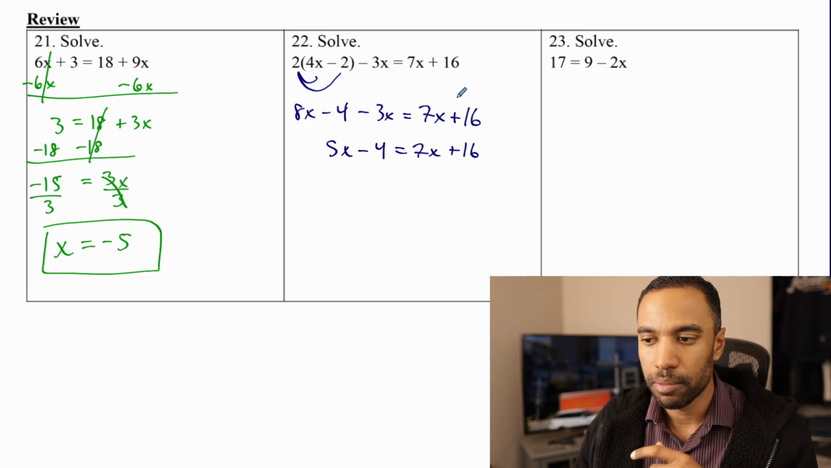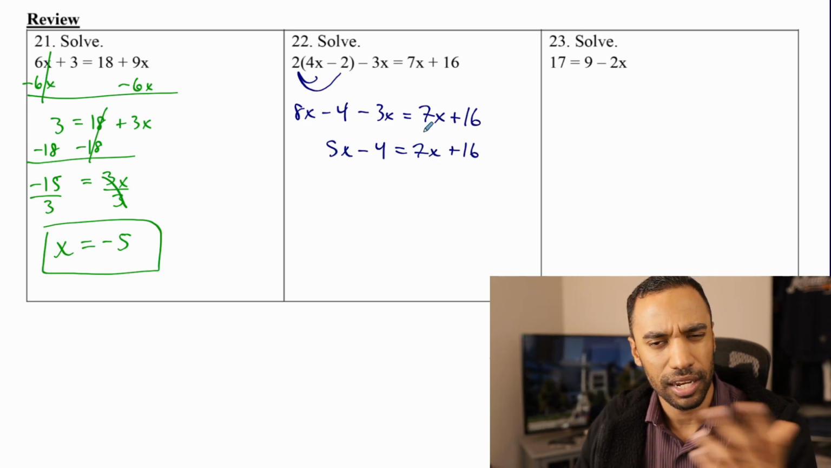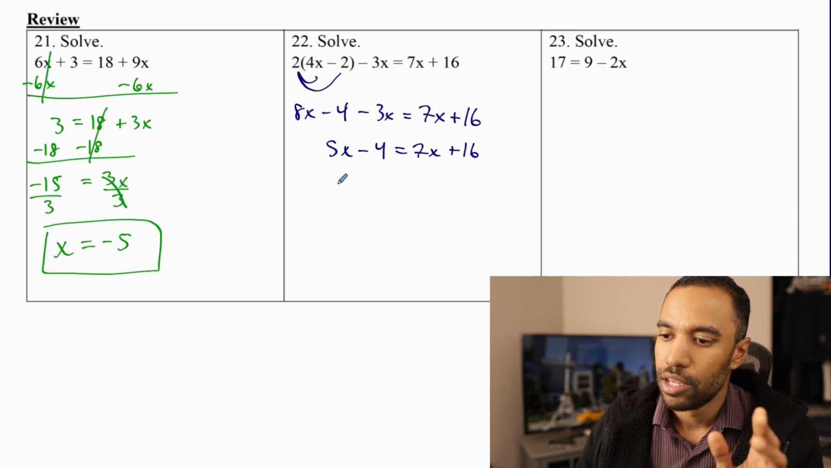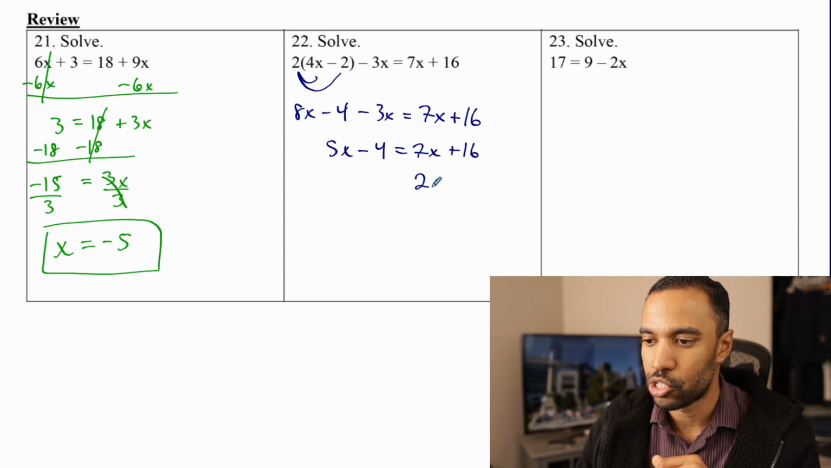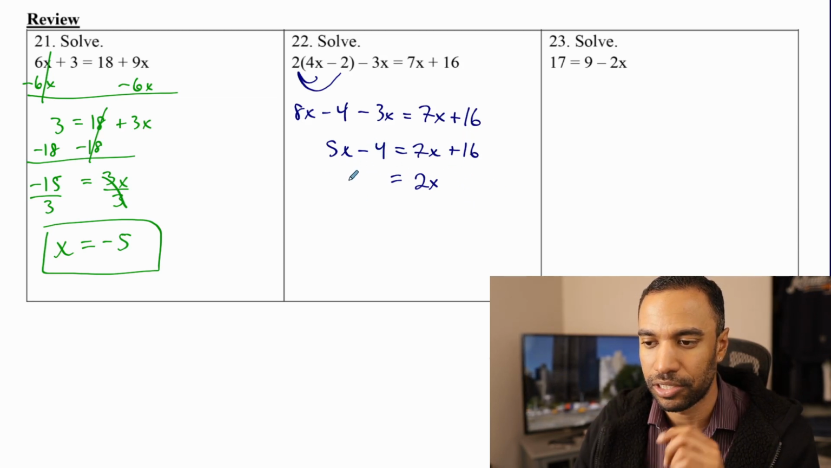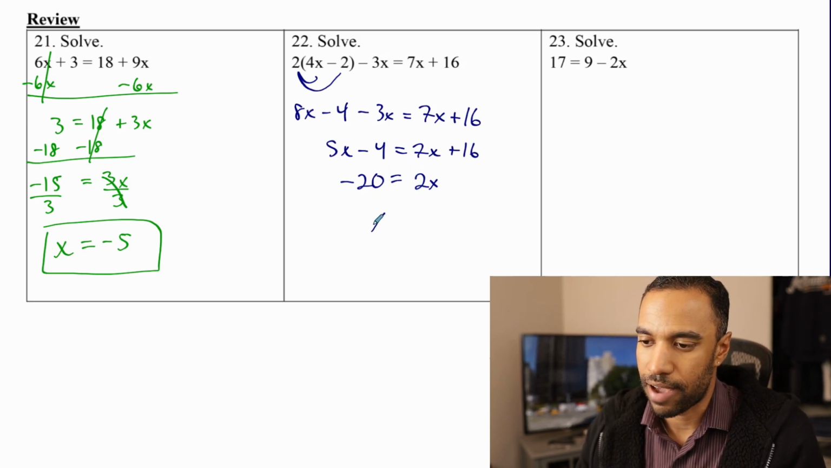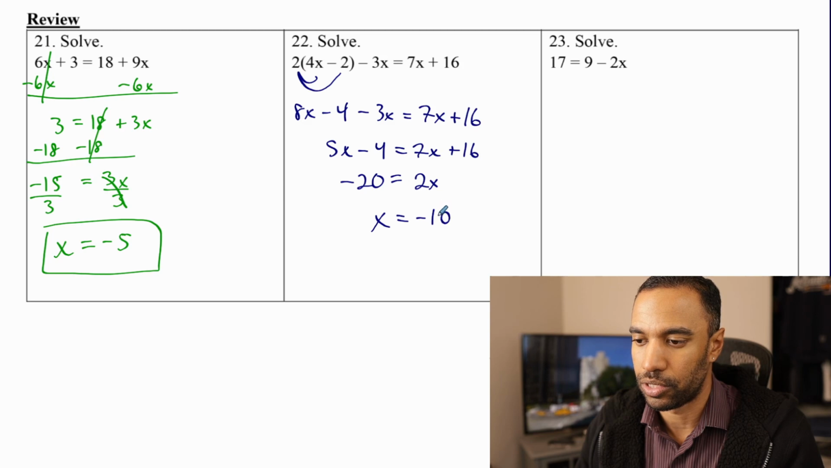Okay, let's start moving some things over. See if you can do this mentally with me. I'm going to subtract 5x from both sides. Again, I want to make it positive. That's me. Subtract 5x from both sides. I'm going to get 2x on this side. 5x is gone. And subtract 16 from both sides here. Negative 4 minus 16 is negative 20. So I get 2x equals negative 20. Divide both sides by 2. I get x equals negative 10.